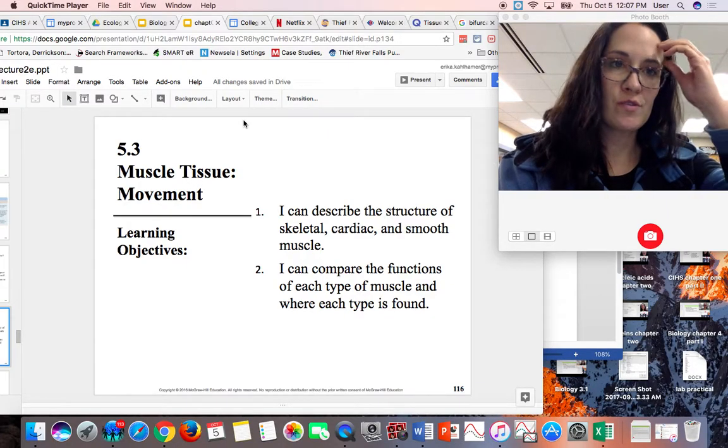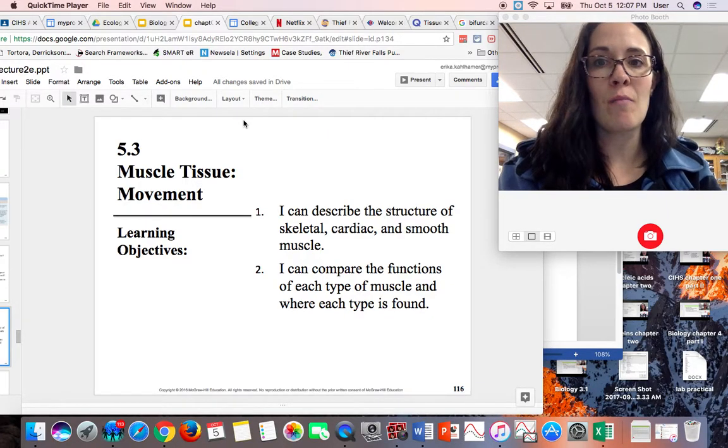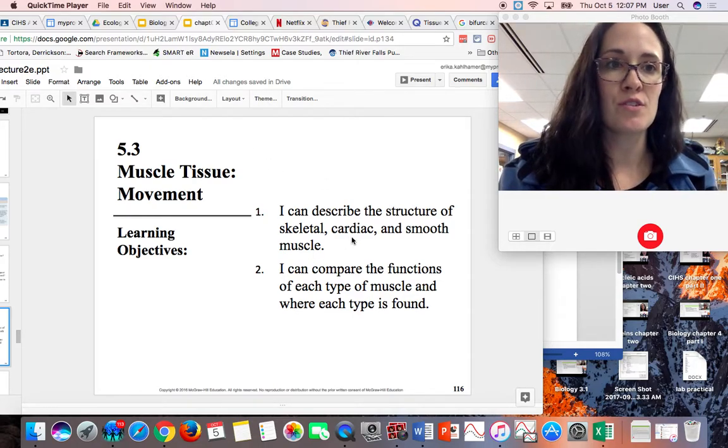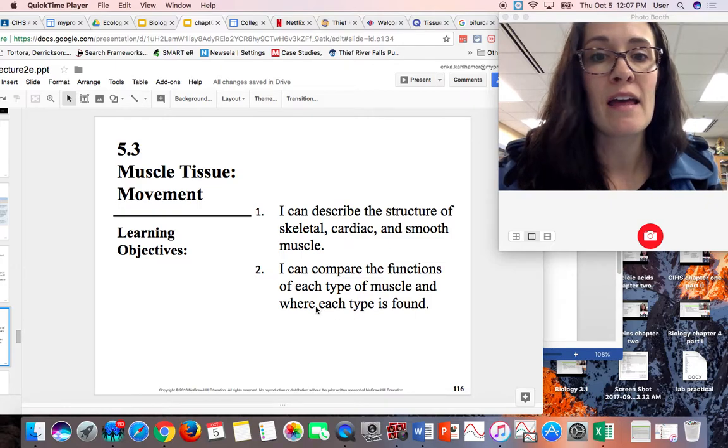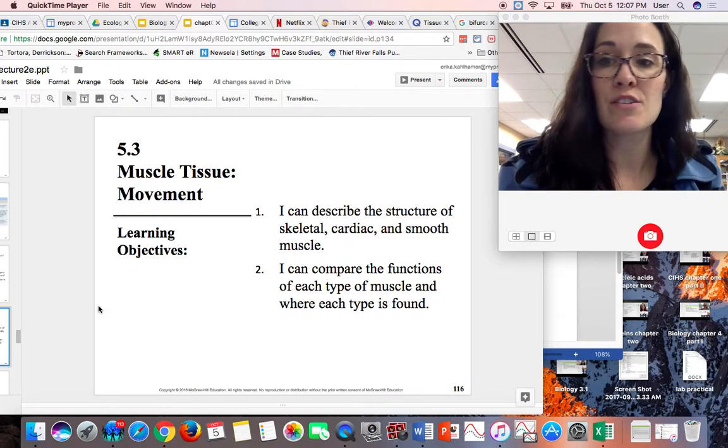Okay, so this video is still in chapter 5, and we're going to talk about muscle tissue. We're going to talk about the structure of the three types of muscle tissue: skeletal, smooth, and cardiac, and compare the functions of each type and where they're found.